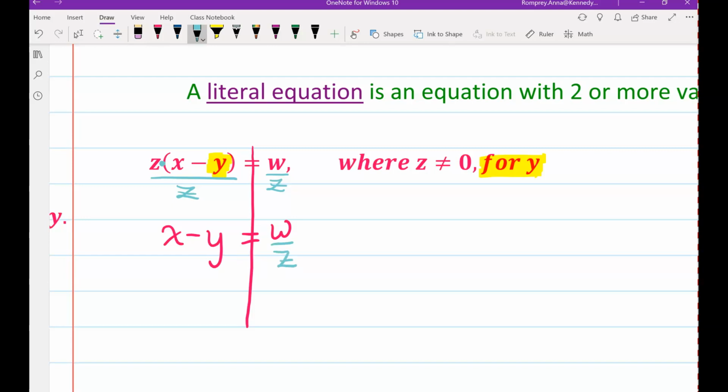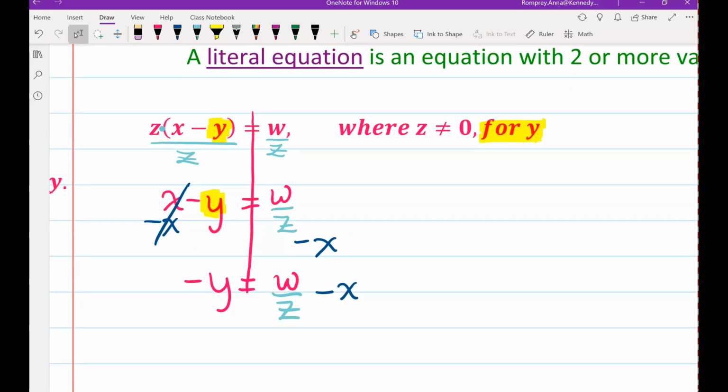All right, we're one step closer to getting y by itself. Now we need to move this x. So what is the opposite of a positive x? We're moving the whole entire term. So what's the opposite of a positive x? A negative x. So I'm going to subtract it from both sides. So I have negative y equals w divided by z. And these are not like terms, so I just put minus x off to the side.